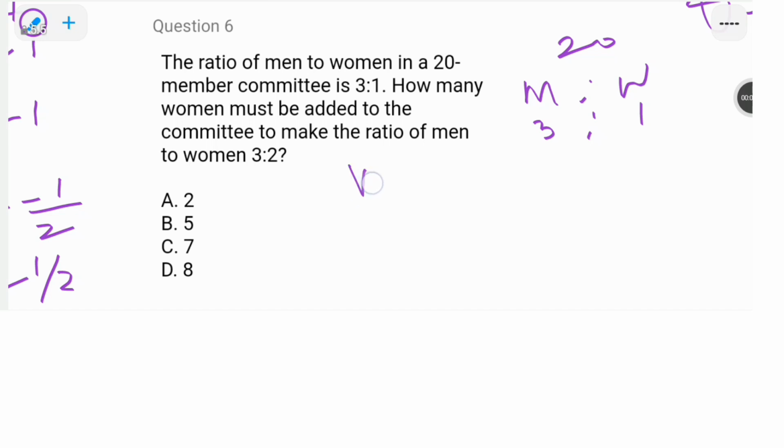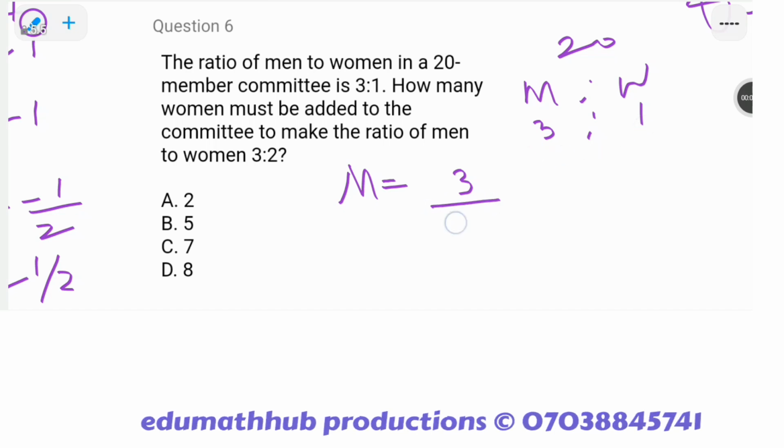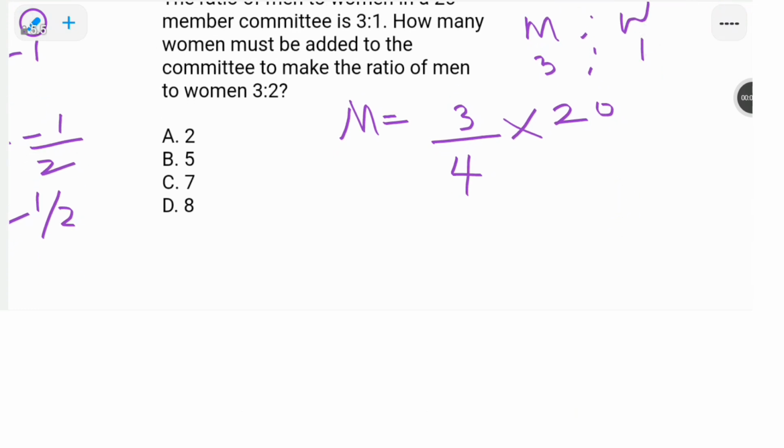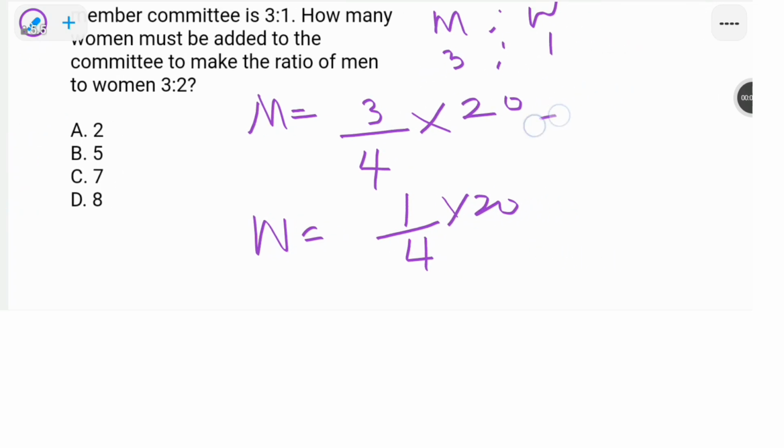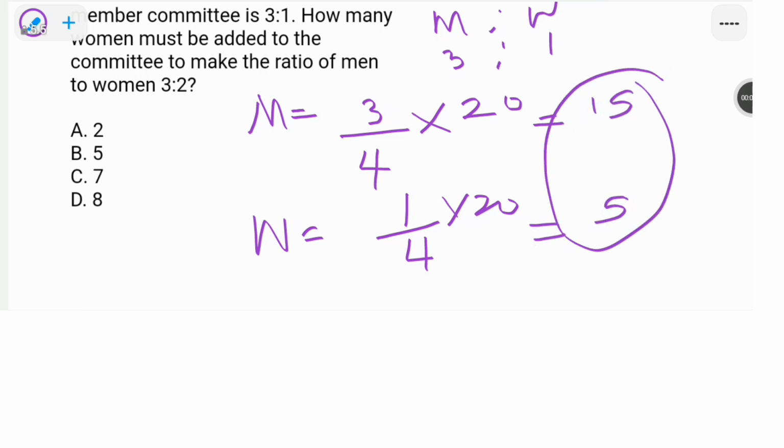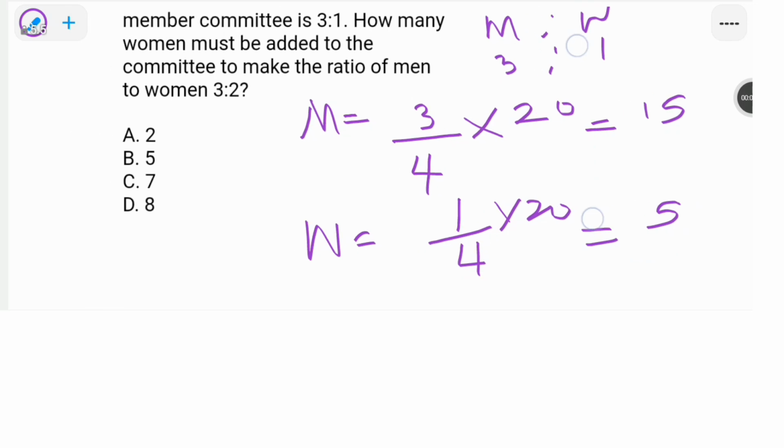Now to know how many men are there, the ratio for men is 3. So you pick 3 divided by 3 plus 1, which is 4, and you multiply this by 20. To know how many women are there, the ratio for women is 1. So you do 1 over 3 plus 1, which is 4. Multiply this by 20. When you solve this, you get 15 for men. If you solve this, you get 5 for women. 15 plus 5 is 20, okay, which actually follows the question.